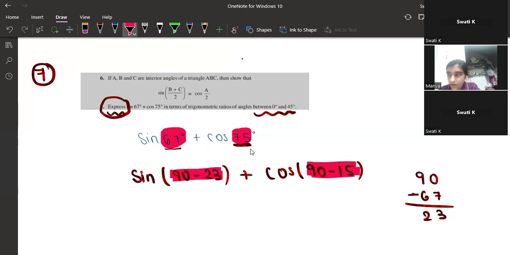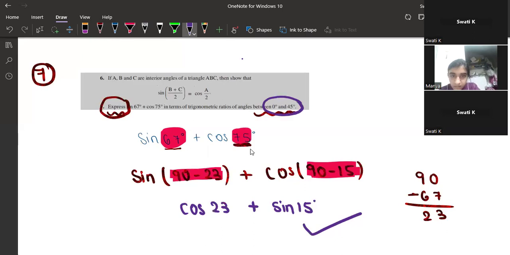Got it? Yes. Now tell me what is sin 90 minus theta formula? Cos theta, right? So it will become cos 23, right? And plus, what is cos 90 minus theta? Sin theta. So it will become sin 15. Now that's it. We are done with the solution because it wanted between 0 and 45. Now tell me, Manya, is 23 degrees in between 0 and 45? Yes. Is 15 degrees in between 0 and 45? Yes. And we are done.